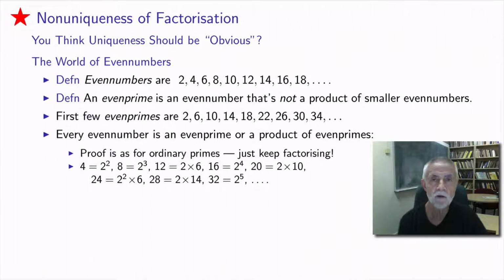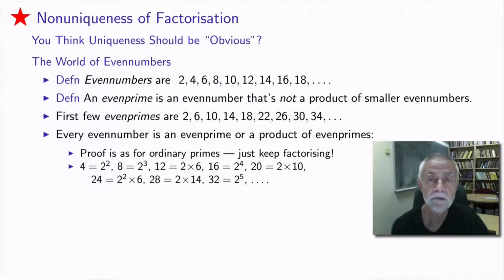Now 6 we can write as 2 times 3, but 3 is not an even number. 10 is 2 times 5, but 5 is not even. But on the other hand, 4 is equal to 2 times 2, so it is a product of smaller even numbers. 14 is the next. 18 is 2 times 9, but that doesn't help us. 22 is an even prime. 26 is an even prime, and so on. Check a few cases yourself.